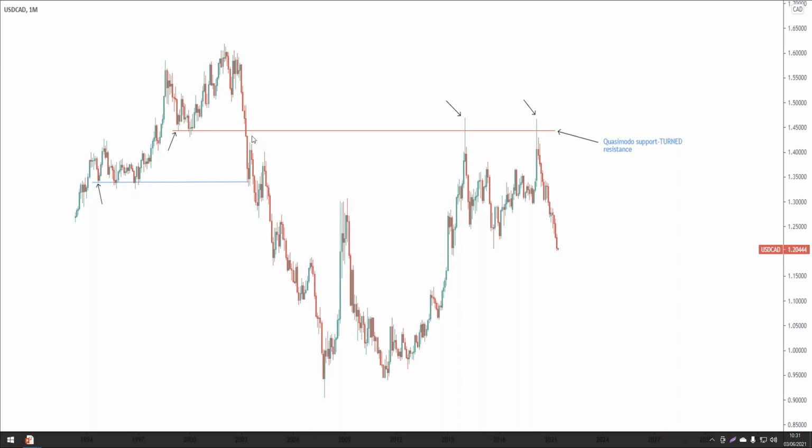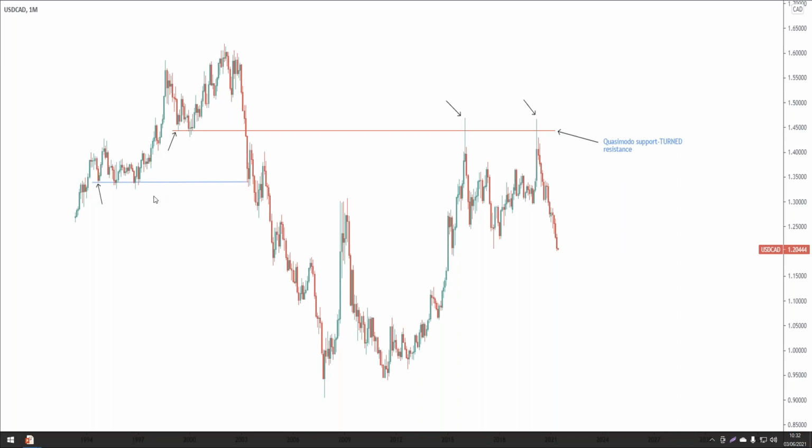Now, do bear in mind that this is a monthly time frame, so this was a considerable move. If you knew this at the time, you could have drilled down to the lower time frames and looked for a lower time frame entry here, and potentially registered incredible risk reward ratios from this point, knowing we're at a higher time frame Quasimodo support.